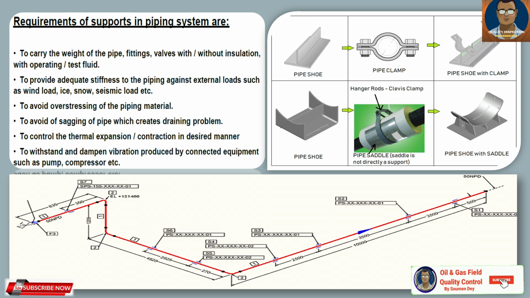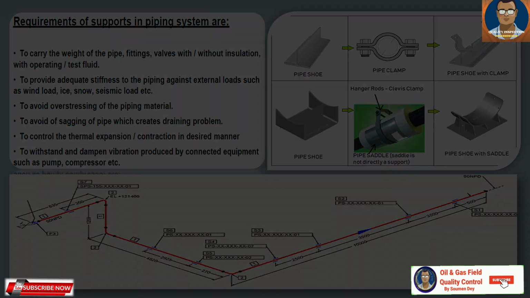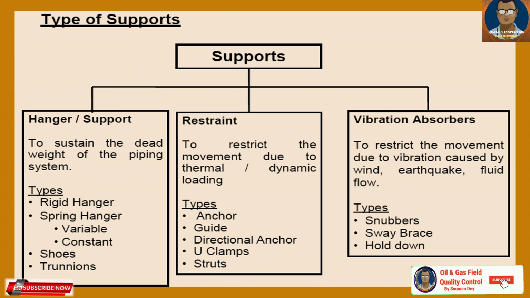Supports provide adequate stiffness to the piping against external loads such as wind load, ice, snow, and seismic load, etc. They avoid overstressing of the piping material, avoid sagging of pipe which creates draining problems, control the thermal expansion or contraction in the desired manner, and withstand and dampen vibration produced by connected equipment such as pumps, compressors, etc. Types of supports. There are hanger supports to sustain the dead weight of the piping system.